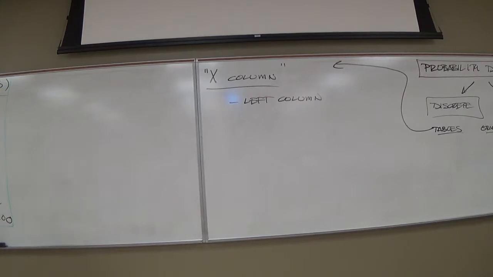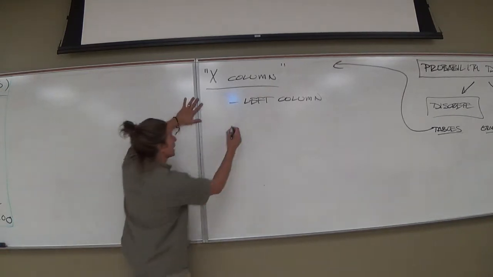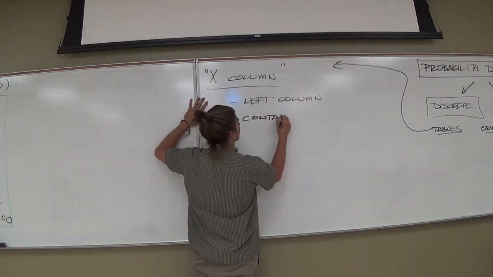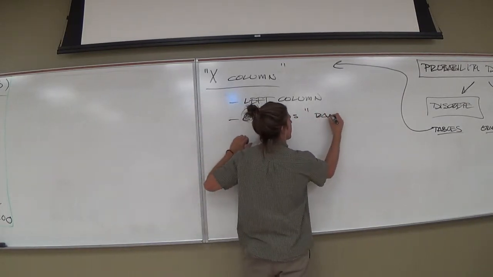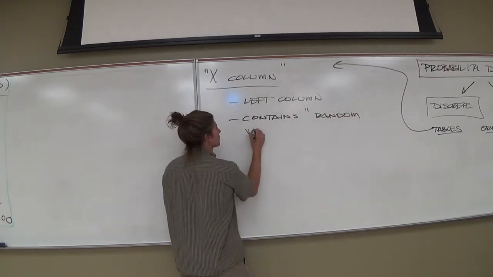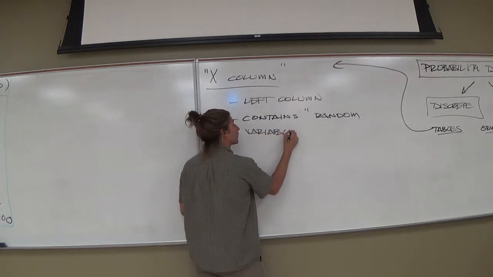Nice, nice. And that's exactly what is described in the left column. It contains what are called random variable values. This is a great word. I love this word, or a great phrase.